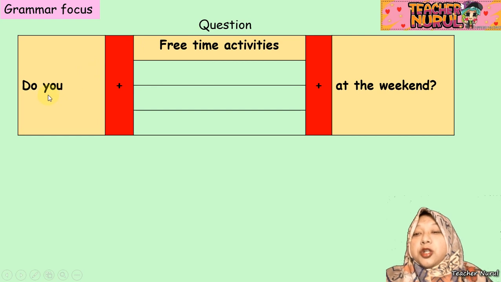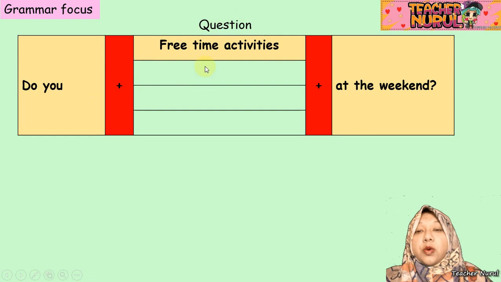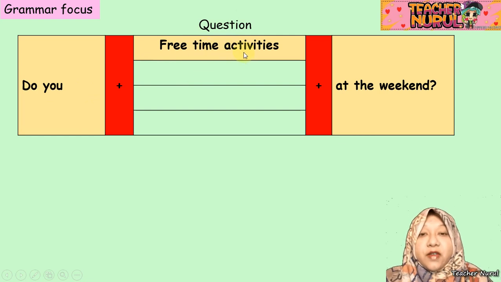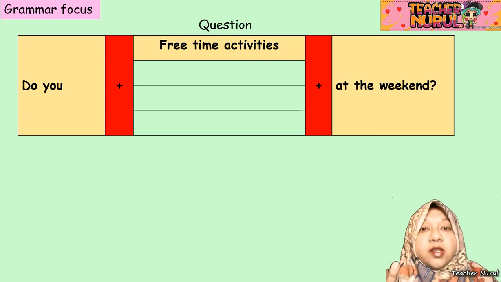We are going to use the words do and you. Do you? Do you plus free time activities. For the activities, you can choose any activities that you like. I gave you three examples for today.